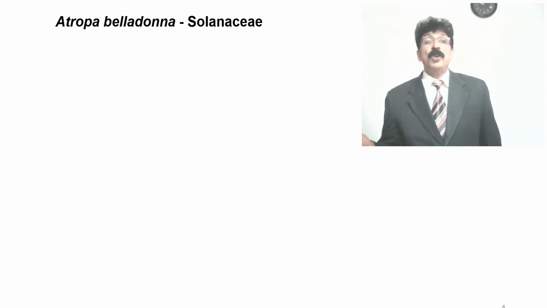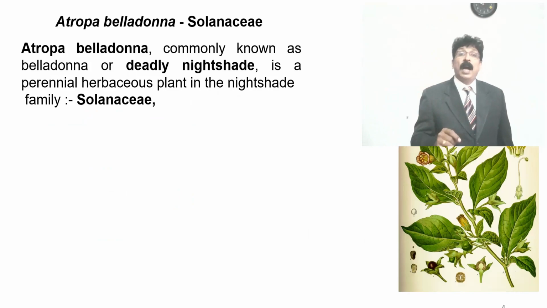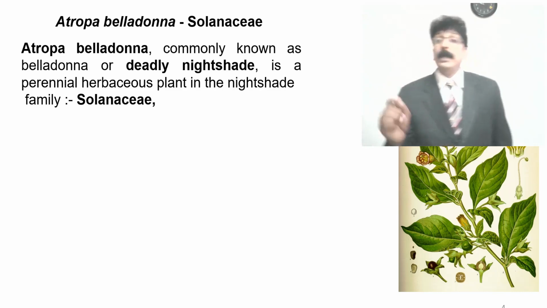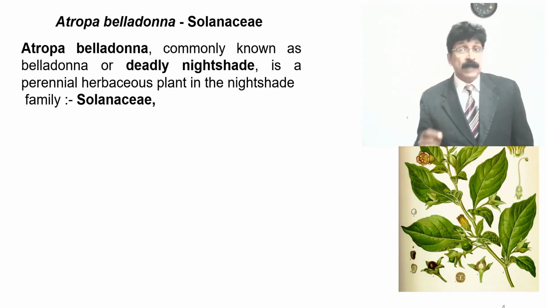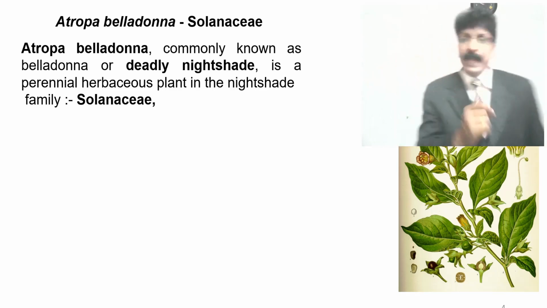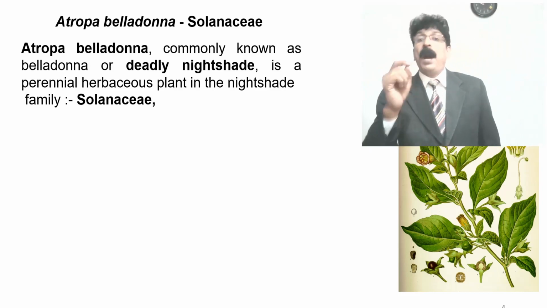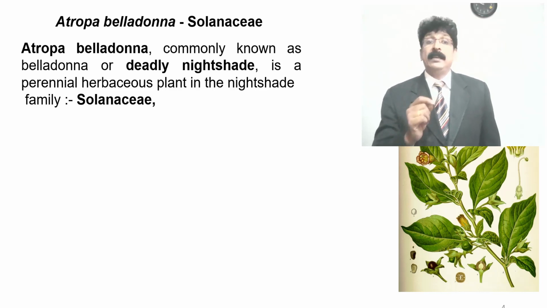So Atropa belladonna belongs to the family Solanaceae. Atropa belladonna is commonly known as belladonna or deadly nightshade. You should know the synonym of Atropa belladonna, deadly nightshade. Sometimes in a university question they may ask, write about deadly nightshade, so the student should not get confused. Deadly nightshade is Atropa belladonna. It is a perennial herbaceous plant in the nightshade family Solanaceae.